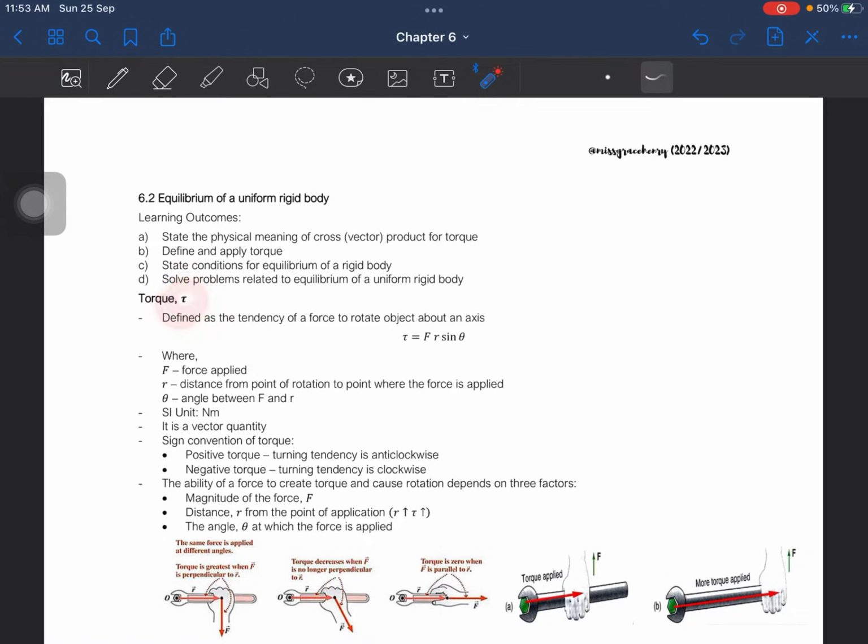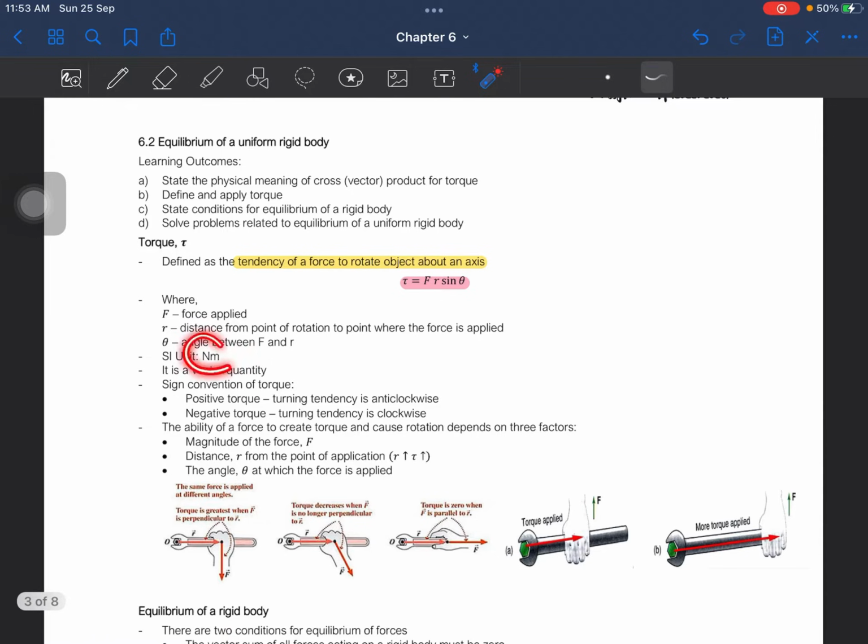This is its symbol. It is defined as the tendency of a force to rotate about an axis. Okay, so any tendency of an object to rotate is what we call torque. And how do we calculate that? We calculate it by using this formula here, where theta is the angle between force and r, which is the distance from the point of rotation to the point where the force is applied. So the SI unit for torque is Newton meter. It is a vector quantity.